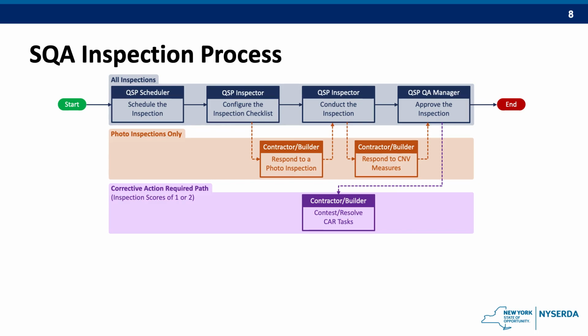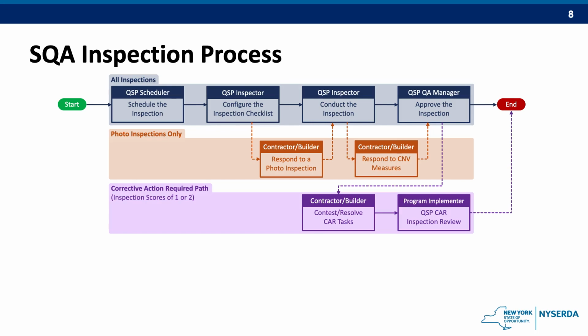If the contractor or builder contests the CAR tasks, they are required to access the Review Failure page and note the reason for the contested task, providing as much information as needed to prove that the task was initially marked incorrectly by the inspector. If the contractor or builder resolves the CAR tasks, they are also required to access the Review Failure page and provide additional photo evidence that the major or critical deficiencies have been resolved adequately according to the inspection criteria.